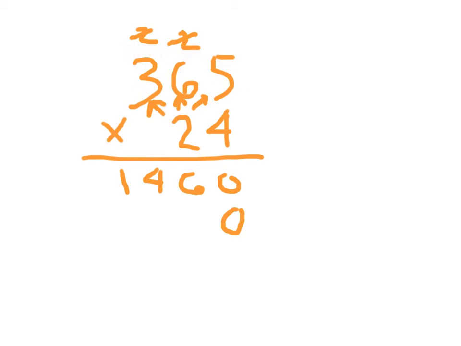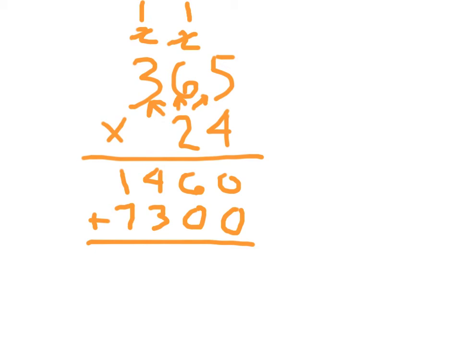We did 365 times 4 equaling 1,460. Now we're figuring out that product, 365 times 20. And again, that's why I had to place that magic 0 there. 2 times 5 is 10. 0. Regroup the 1. 2 times 6 is 12. Plus 1 is 13. 3. Regroup the 1. 2 times 3 is 6. Plus 1 is 7. So my product of 365 times 20 is 7,300.